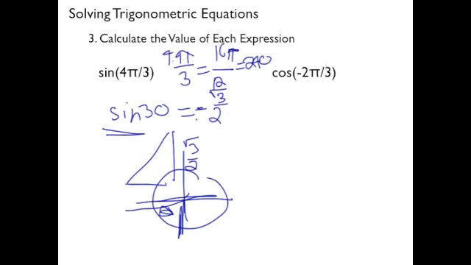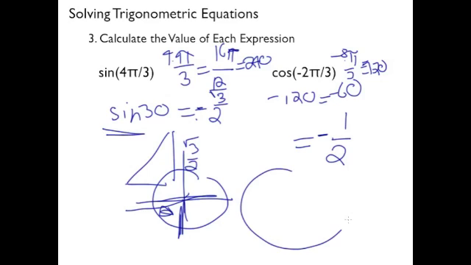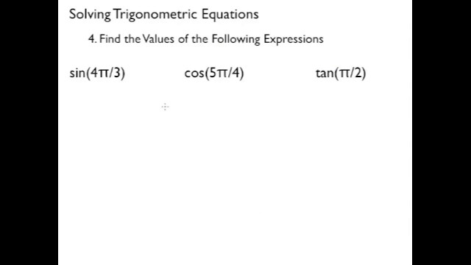So cosine negative 2 pi over 3 times 4, so negative 8 pi over 3, which is equal to negative 120, of course. So negative 120 is equivalent to negative 60, and that equals negative 1/2, because 120 would be right here in this area, and everything on this side is negative.